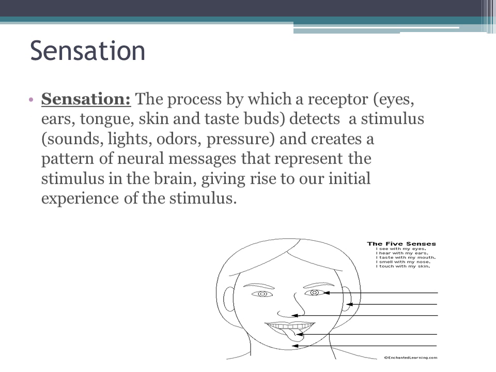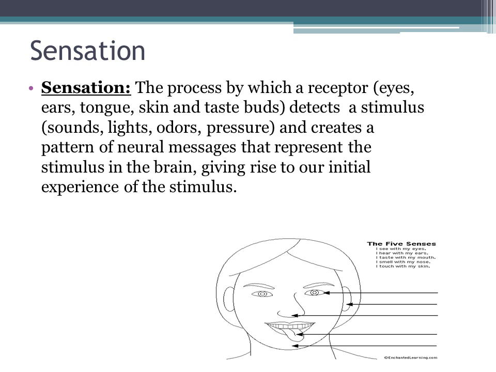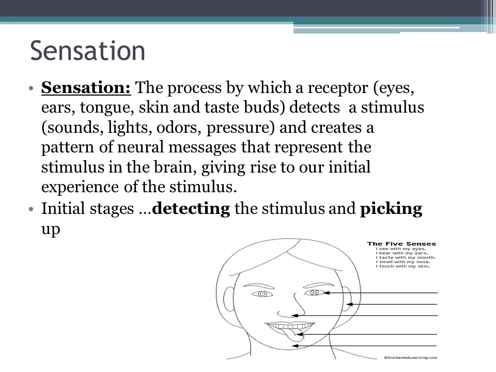So what is sensation? Sensation is the process by which your receptors, your eyes, your ears, the tongue, skin, and taste buds, detect a stimulus, which is the sound, the light, the odors, or the pressure, and creates a pattern of neural messages that represent the stimulus in the brain, giving rise to our initial experiences of the stimulus. So essentially, it's the initial stages of detecting the stimulus and picking it up, and then it's going to be taken to the brain. So sensation is detecting and picking up that stimulus.